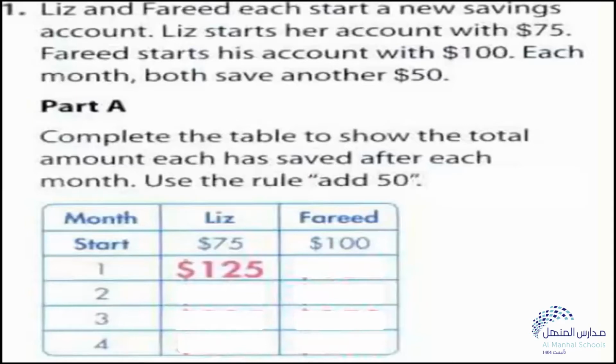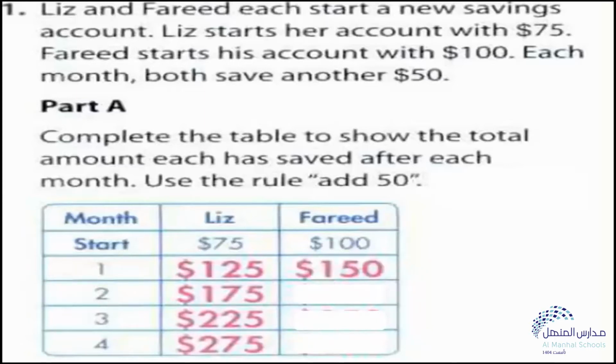So after one month, I will add 50 to each one. So I have 50 plus 75, so it will be 125. After that, when we add 50 also to 125, it will be $175. The third month, I have $225, and the last month it will be $275. But for Farid now, I have $100. If we add 50 to 100, it will be $150. In the second month, I have $200, the third month $250, and the last month it will be $300.